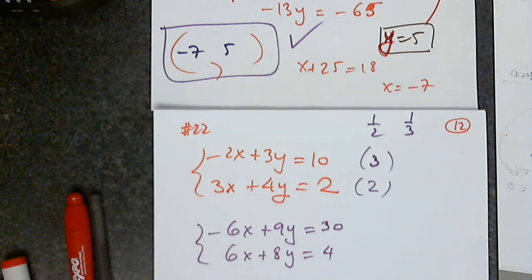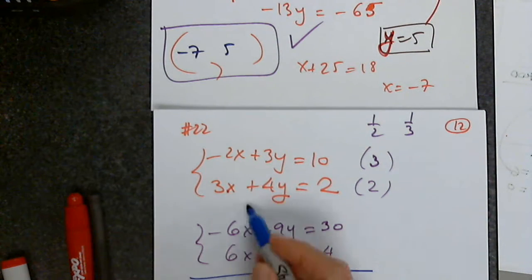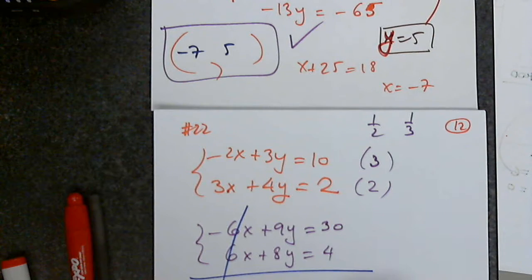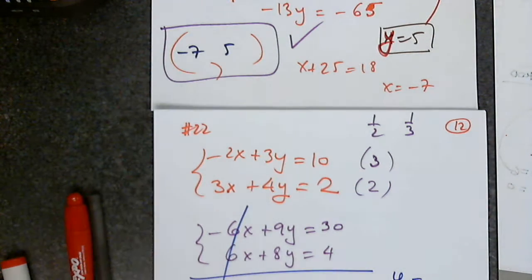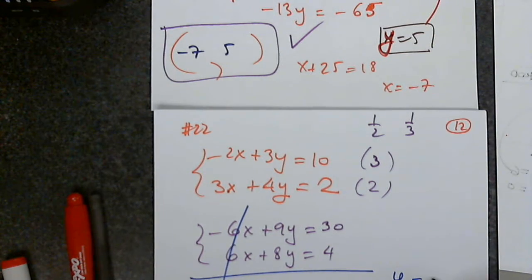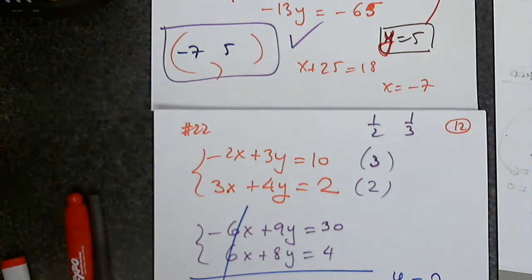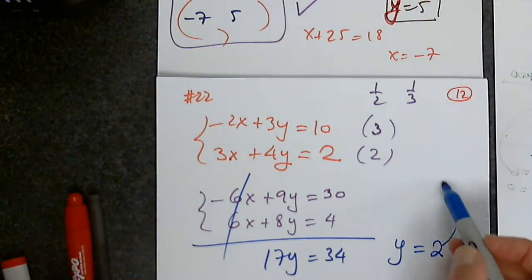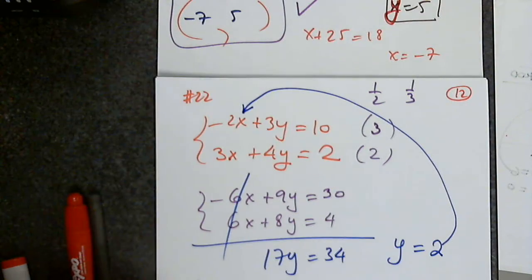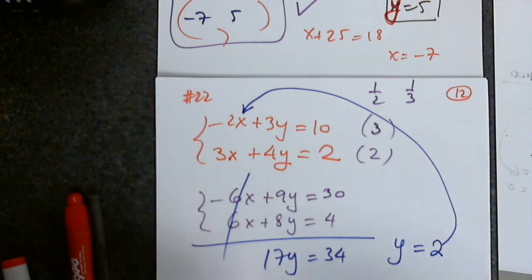Now I like it. Why? Because at this stage, what will I do? Simply add them up. So 17y equals 34, so I have y. How much is y? 2. Do we all agree with 2? Okay, perfect. Now I go back to the original problem.